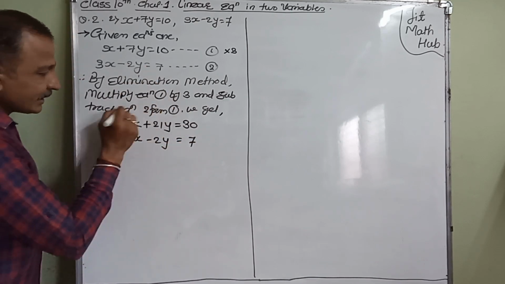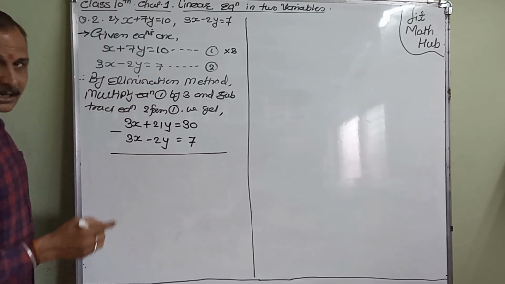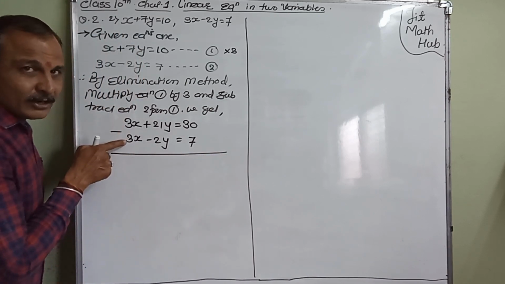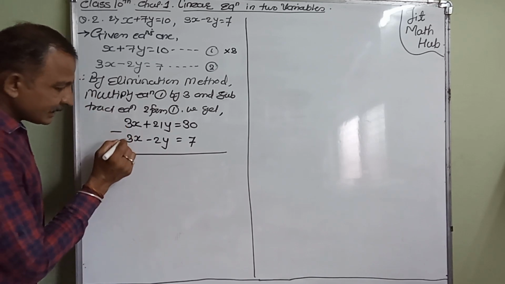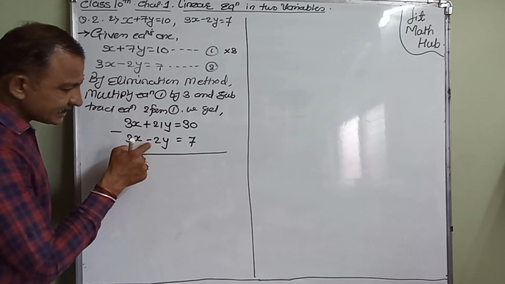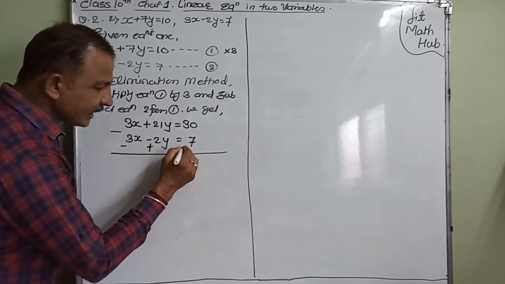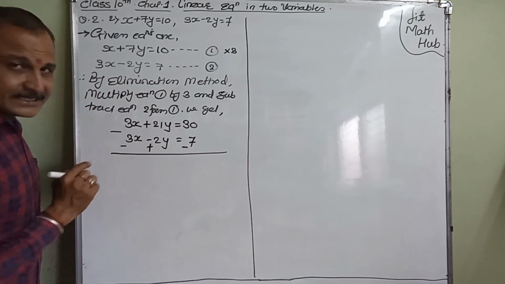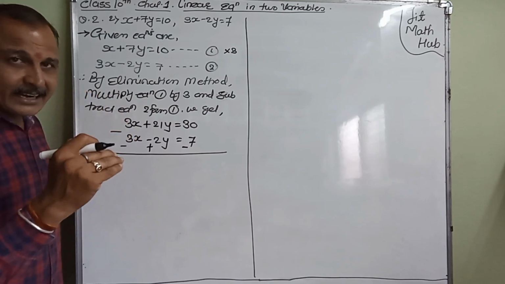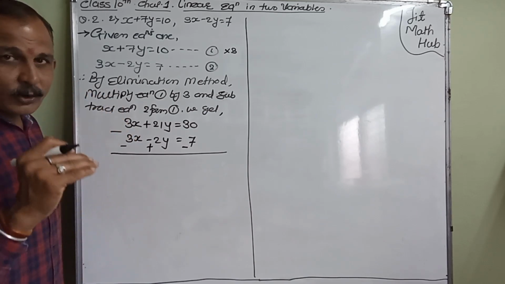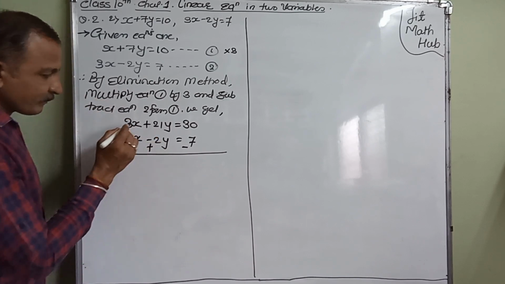So what do we do here? We subtract, because the signs of the variables' coefficients are the same. So this minus and this minus becomes plus, and this minus and this plus becomes minus. If you subtract the equations, the second equation changes its sign, and according to the sign changes, we subtract it.